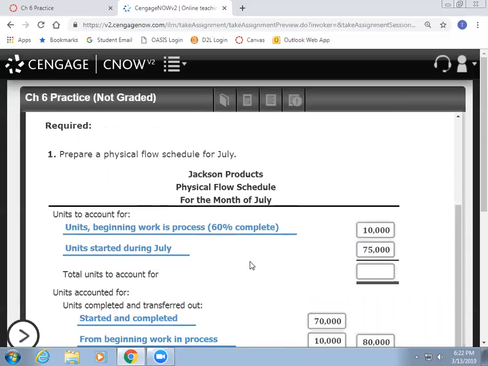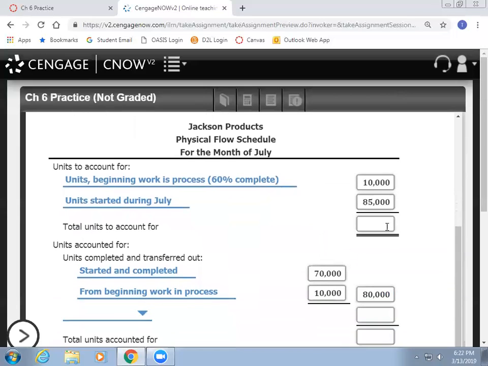So that tells us, I'm sorry, that was 85,000. 85,000 units were started during July. So 70,000 were started and completed, and we had 15 left. So all total, we had 85,000 units started in July. So then we can kind of fill in the rest.